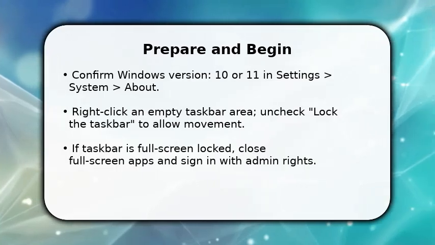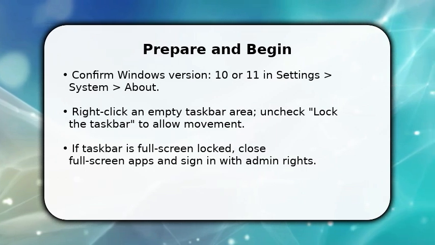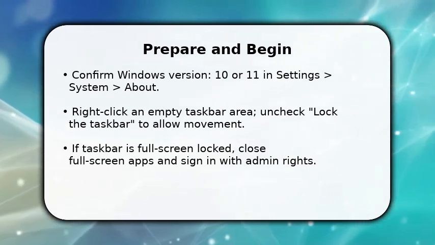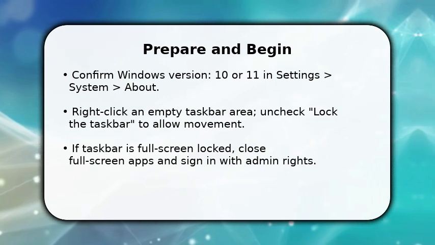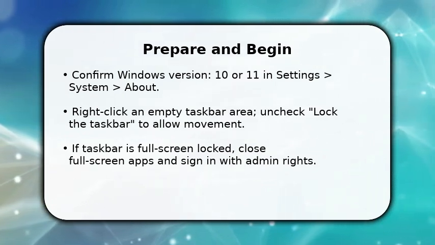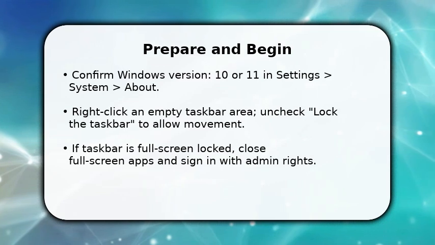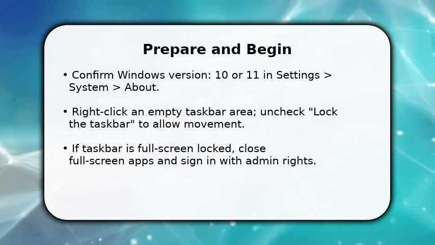You start by confirming whether you run Windows 10 versus Windows 11 because options differ. Once done, right-click an empty section of the taskbar and uncheck Lock the taskbar so it becomes movable. This step is essential, and you need it first.